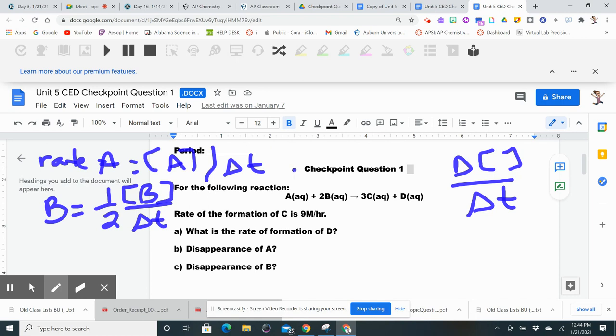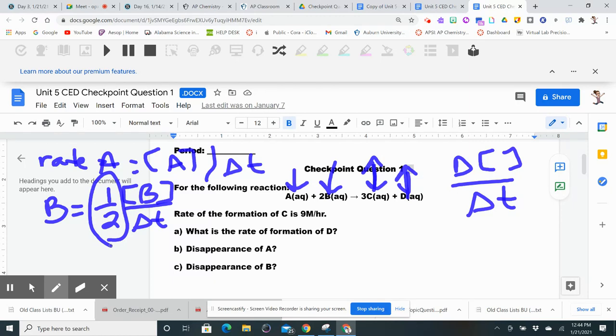Because as this is going down by half the amount, this is also forming, so that would be going up by a proportional amount. And D is forming by a proportional amount. Okay? So the way they express it is they put them all equal to each other, and then you multiply by 1 over the coefficient. So if there's a coefficient in front, you multiply by 1 over that coefficient. So all they wanted you to do is recognize that.